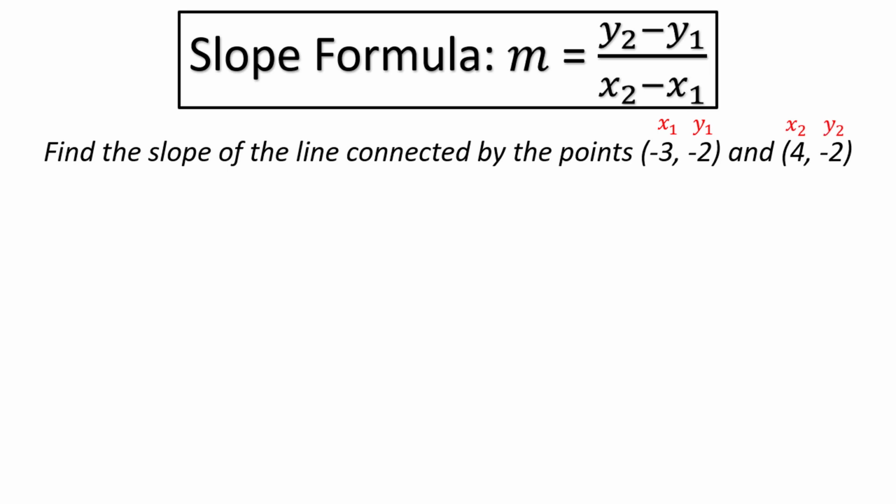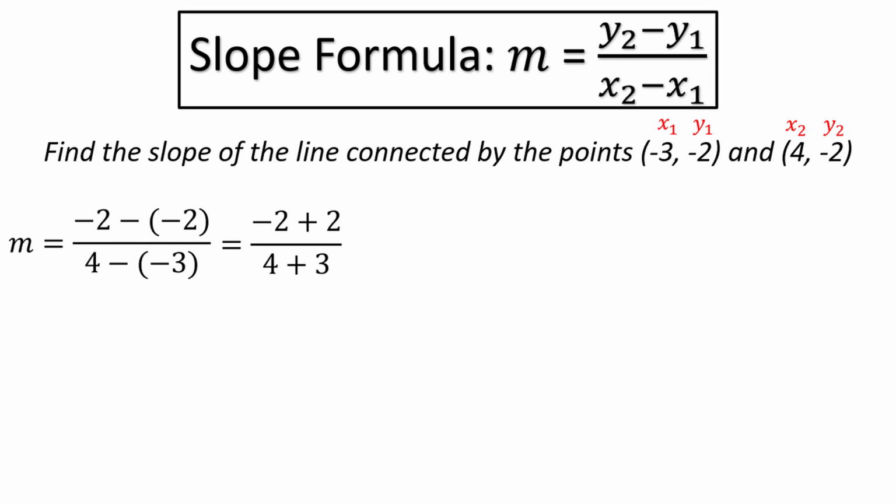Plugging into the formula, we have m is equal to (-2 minus -2) divided by (4 minus -3). Make sure you include the parentheses as we are subtracting a negative number, both on the numerator and denominator. Simplifying, we get m is equal to (-2 plus 2) over (4 plus 3), which is 0 over 7, or just 0. The slope of the line passing through these 2 points is 0.